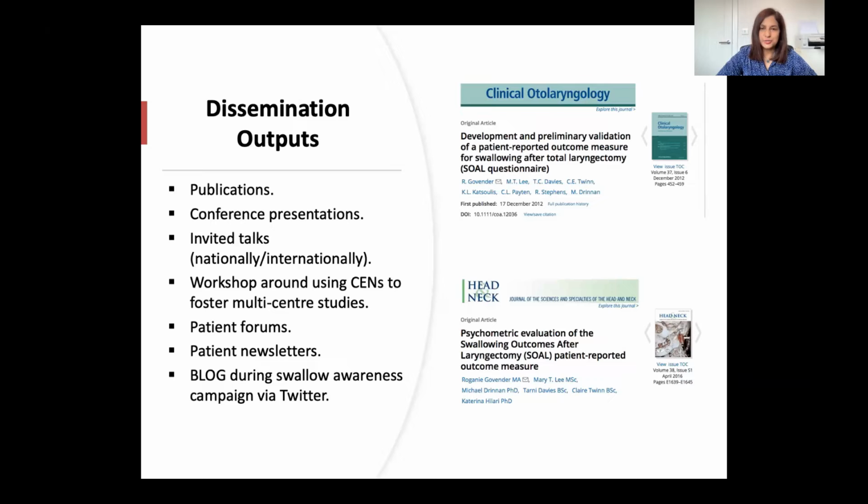So what kind of actual dissemination outputs did we have? Well, the usual that you would expect. We had 2 publications. As I said, it turned out to be a project where we went down the route of very rigorous scientific validation for this questionnaire, so we got 2 publications out of it. We presented at conferences. The work attracted a lot of national and international interest because this was the first questionnaire for people with swallowing problems who had a laryngectomy. There wasn't one already in existence.